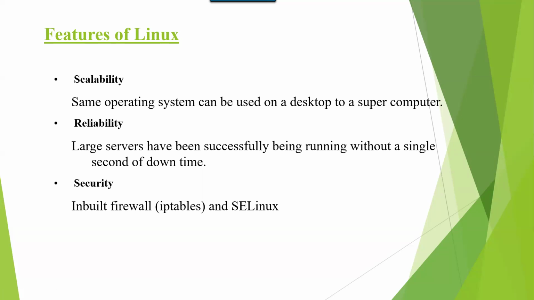The difference between client and server: client means which requests for the services. Server means which provides the requested services. In Windows, client operating systems are separate, server operating systems are separate. Client operating systems means 95, 98, ME, XP, Vista, Windows 7, Windows 8, Windows 10, Windows 11. These are client operating systems. Server operating systems means NT, 2000, 2003, 2008, 2012, 2016. These are server operating systems.